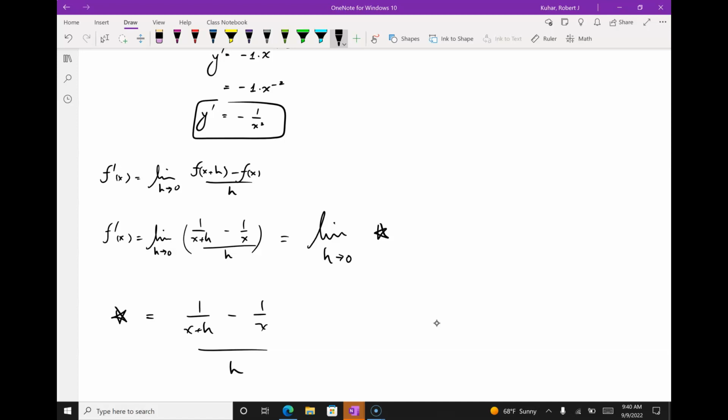And I can see I need an LCD. Who's got it? x times x plus h. Yes, don't distribute. Just, oh, okay, x times x plus h. There it is. Anybody confused on that? How to get that LCD? Really? No one's confused on that?